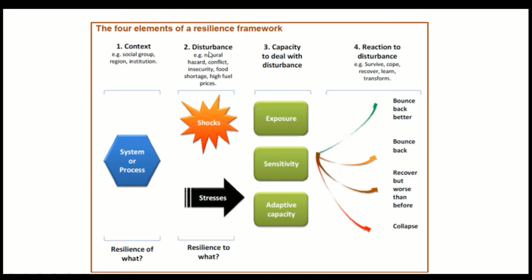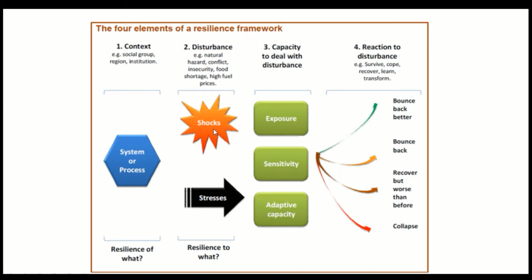Then the second one is disturbance. Disturbance means resilience to what? What type of hazard or what type of disaster has occurred in that area? That is disturbance. Examples: natural hazard, conflict, insecurity, flood, shortage, high fuel prices, etc. All these come under disturbance. There are two types of disturbances. First one is shocks, second one is stresses.